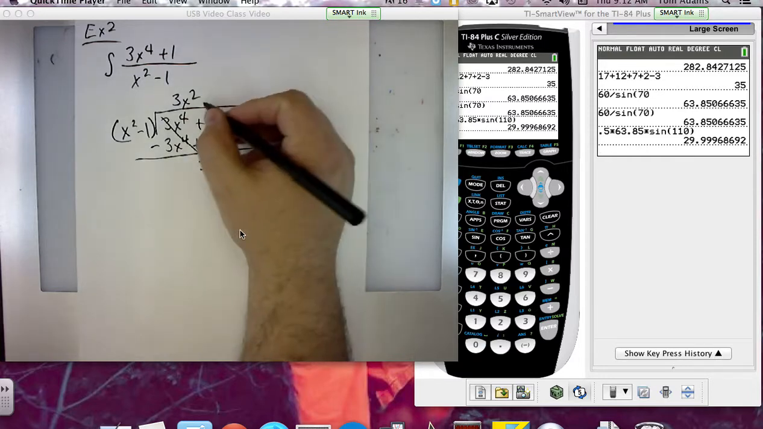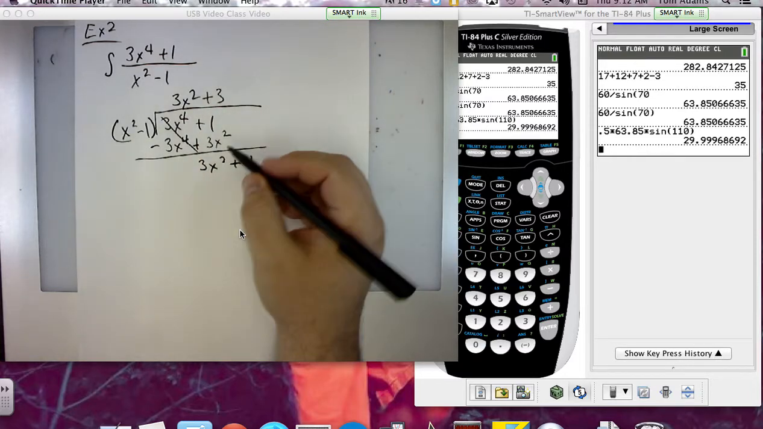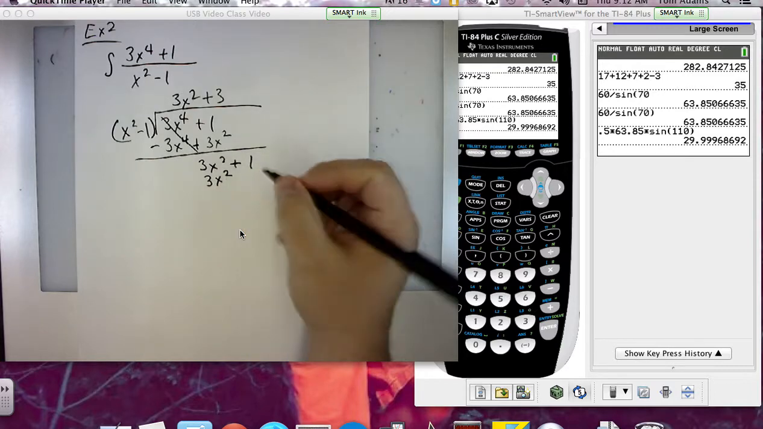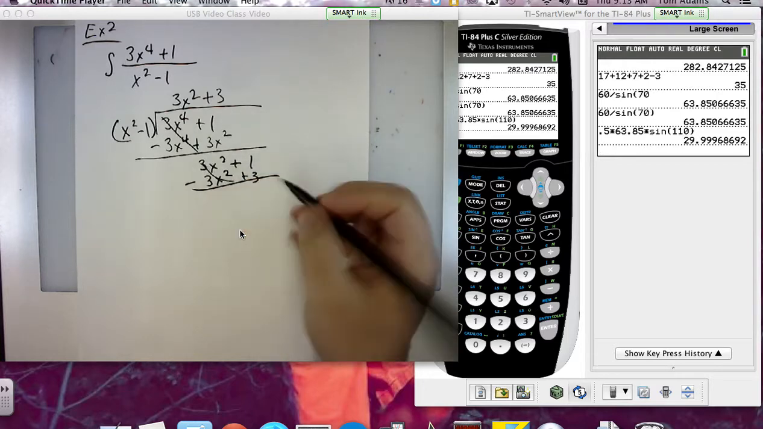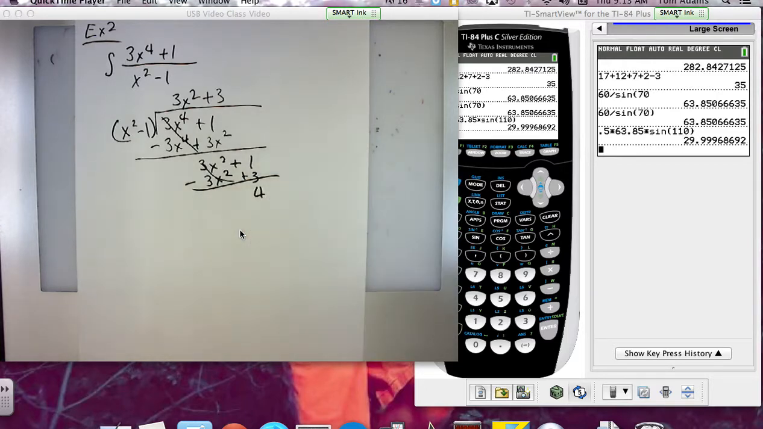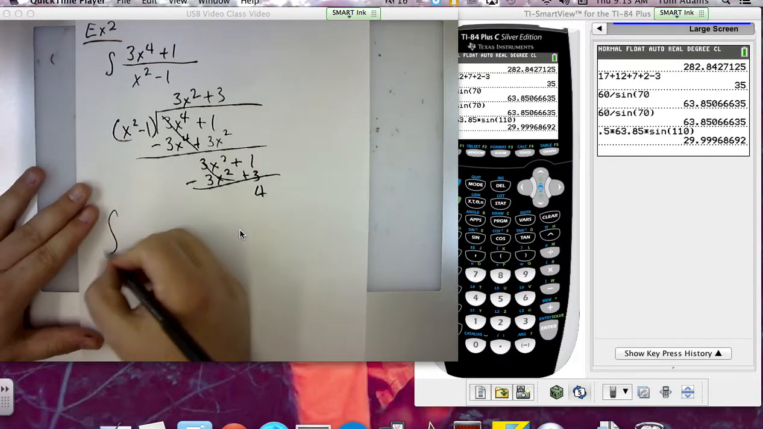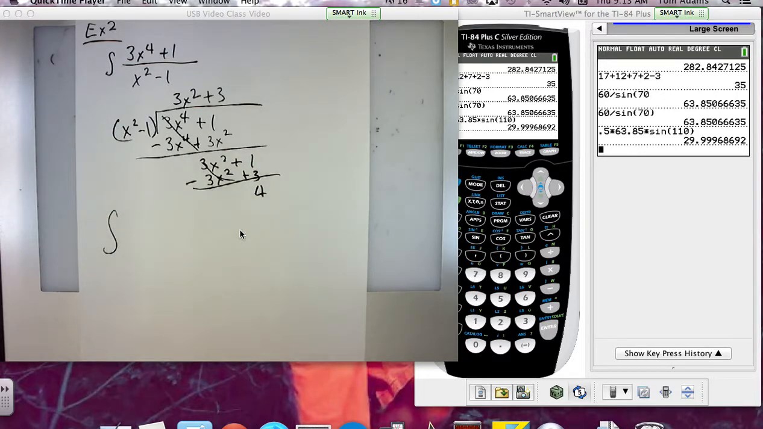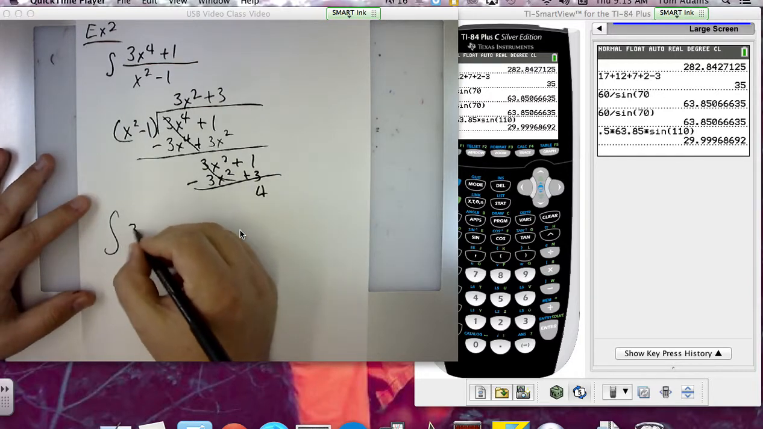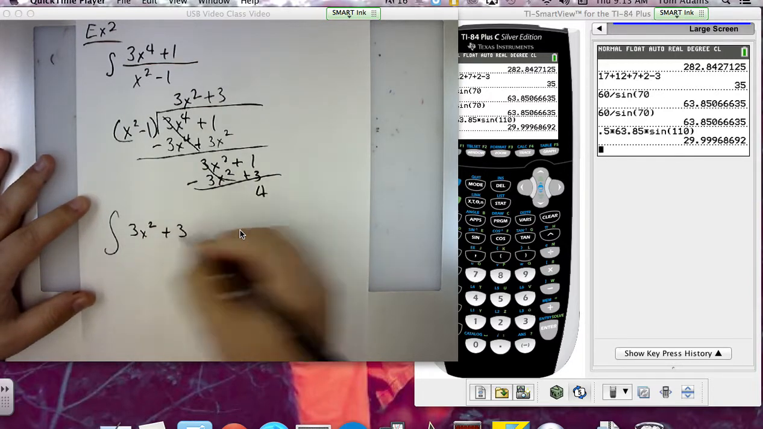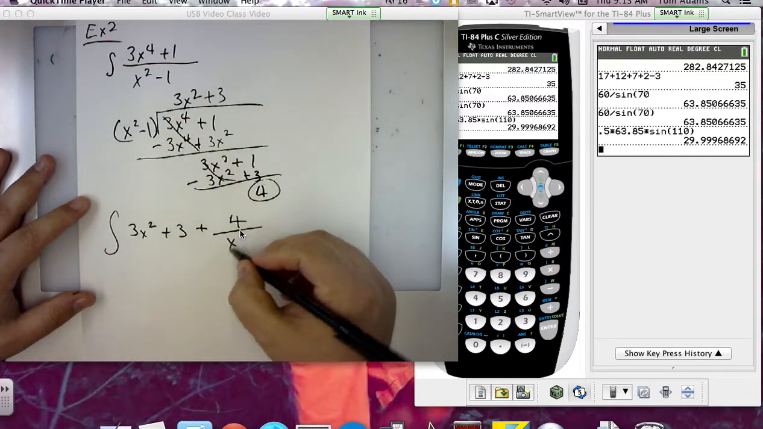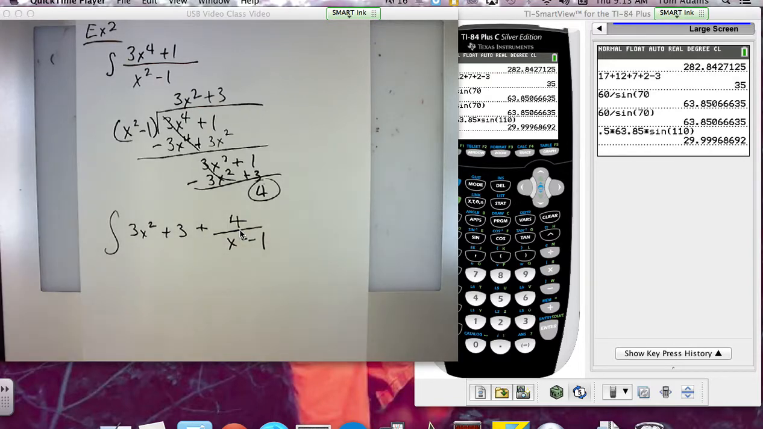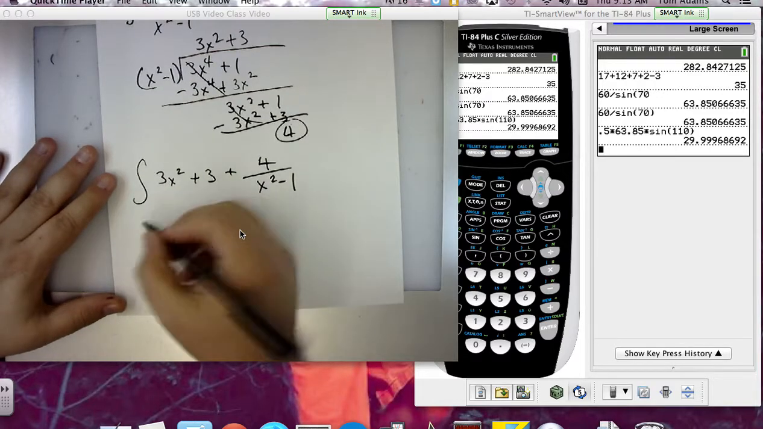Again, I'm going to multiply that by a positive 3. And that will give me 3x squared minus 3. Then when I subtract, I change the signs of those. These cancel, and I get a positive 4. So that same expression is the same as 3x squared plus 3 plus the remainder over the divisor. Well, that's nice, because now I can take those and integrate each one separately.